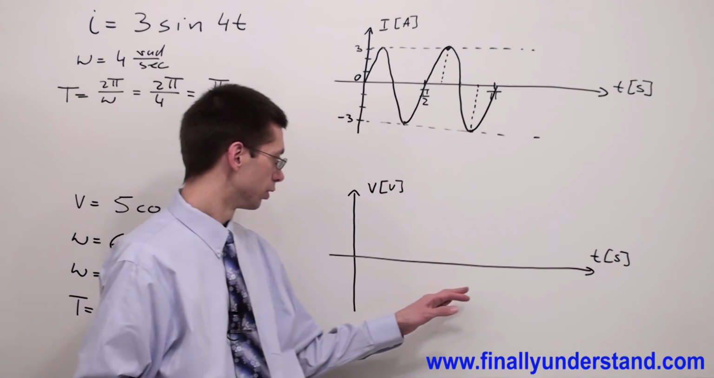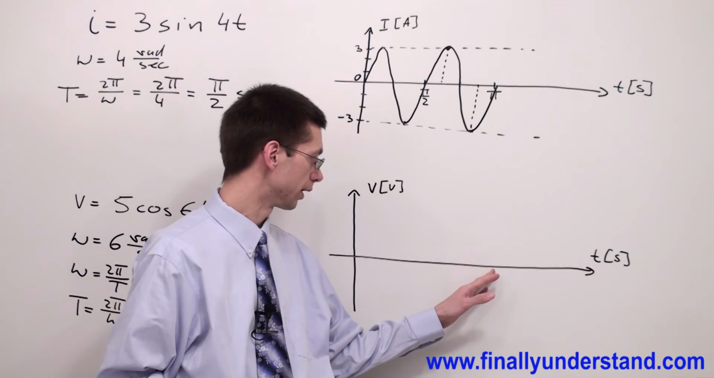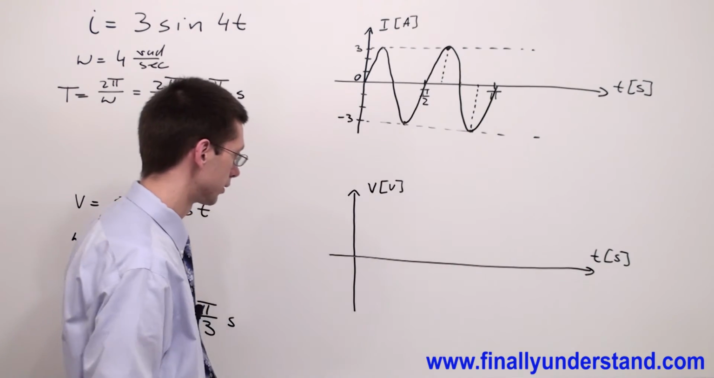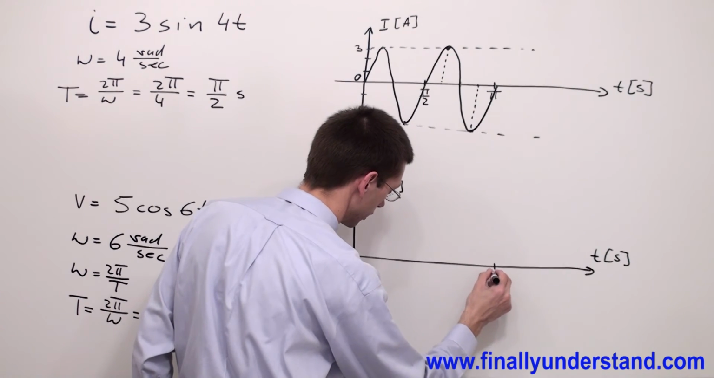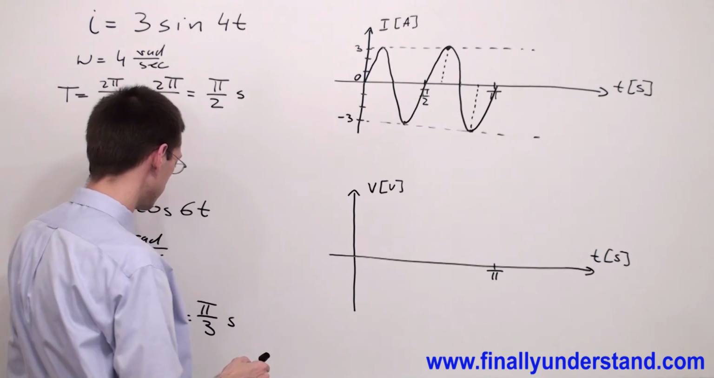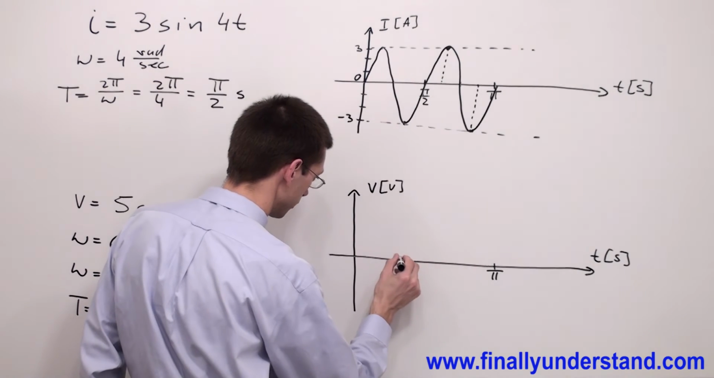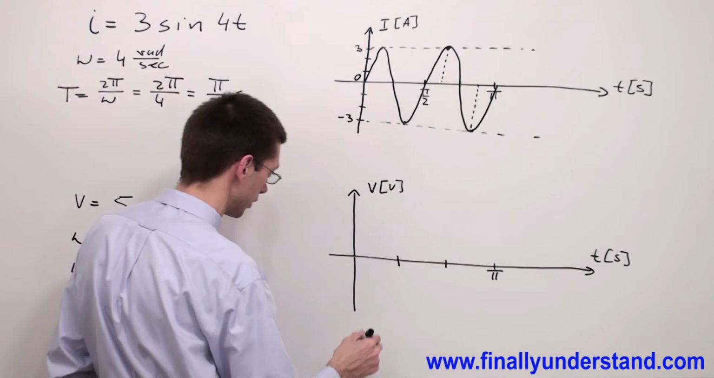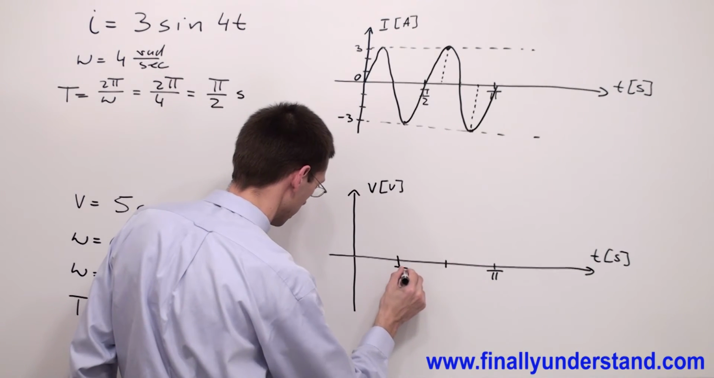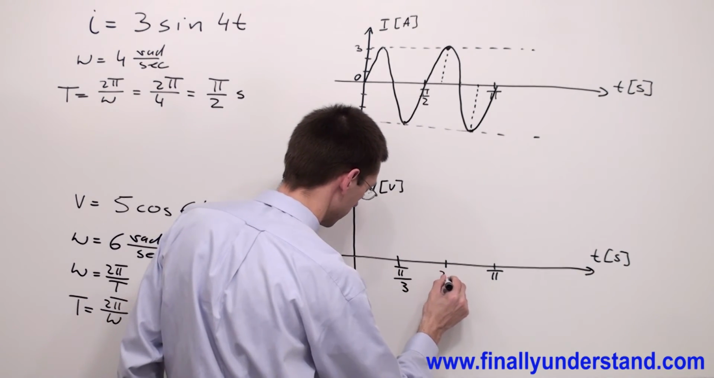I'm supposed to choose any point on my x-axis. This is going to be, in this case, my pi. This is going to be the unit, pi. And next, I have to find 1/3 of it. So I have to divide this piece into 3 pieces. And this is the period of my wave, pi over 3. This is going to be 2 pi over 3.